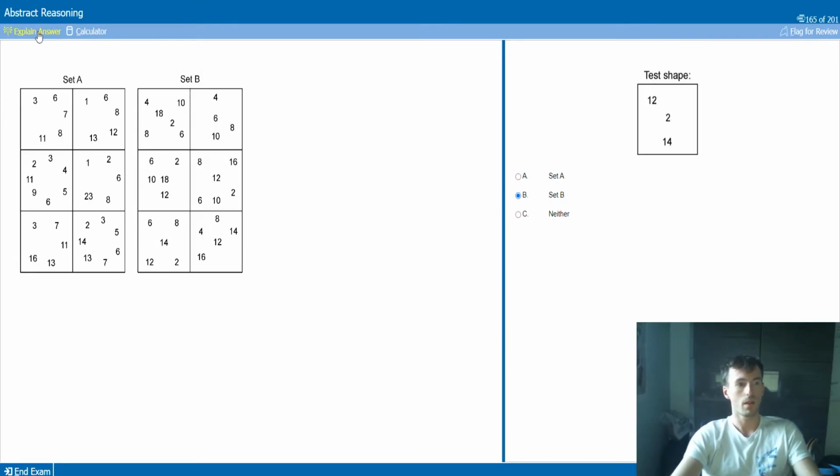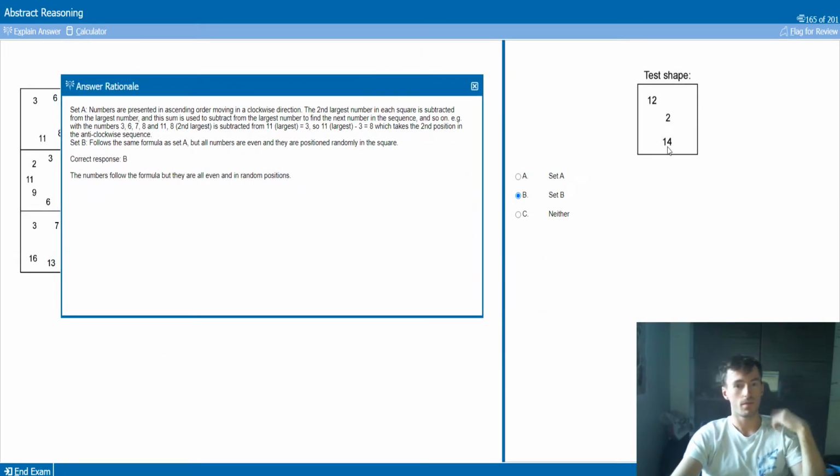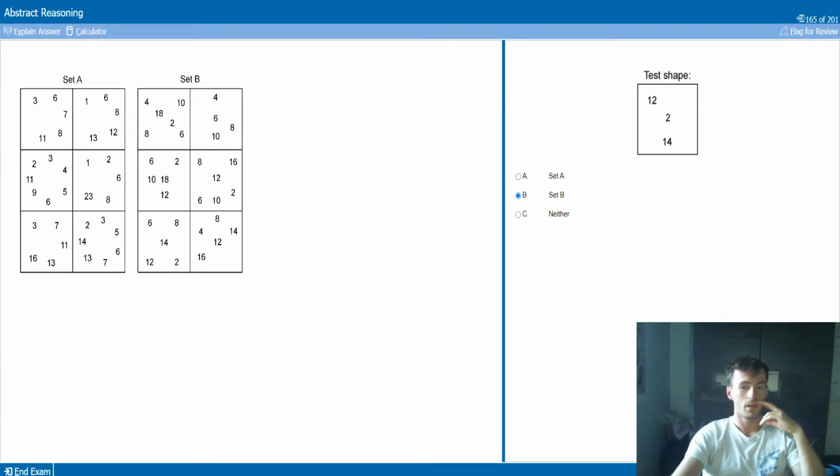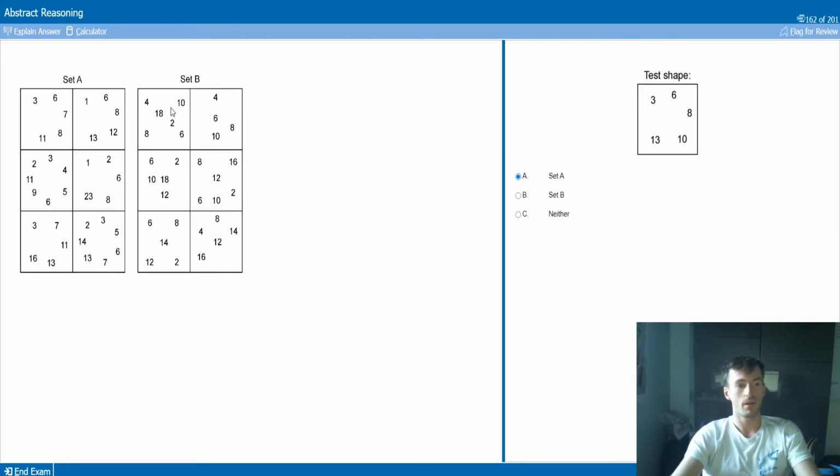We said B for this one. Yeah. 14 minus 12 is 2. This one's A, yeah, because we got this ascending order thing. Okay. This one's B, yeah. This one's A. This one's A. Okay, so actually, even though we didn't get the full rule, we still got all of them right from one pattern that we found out.